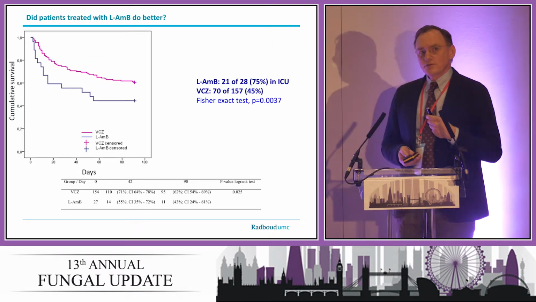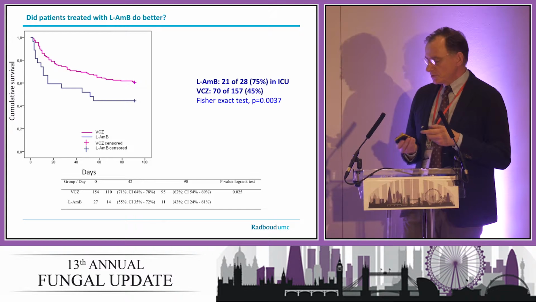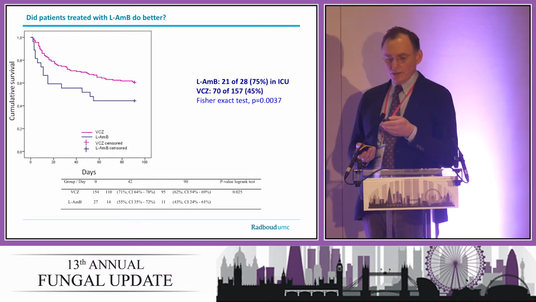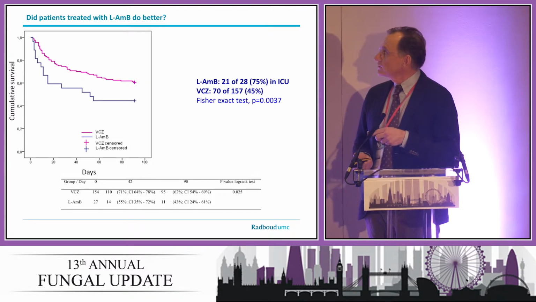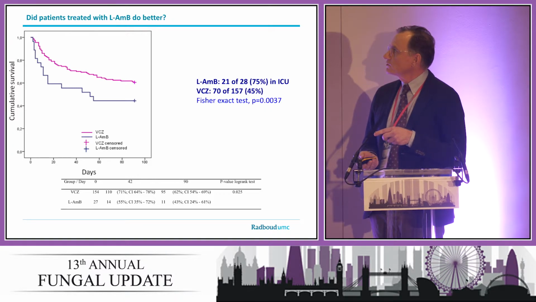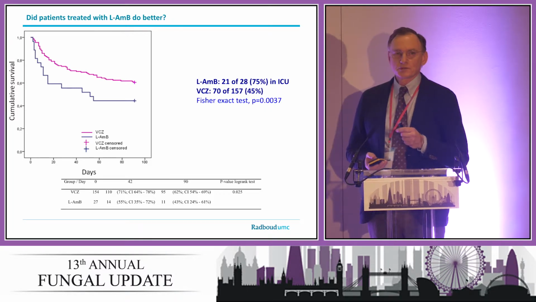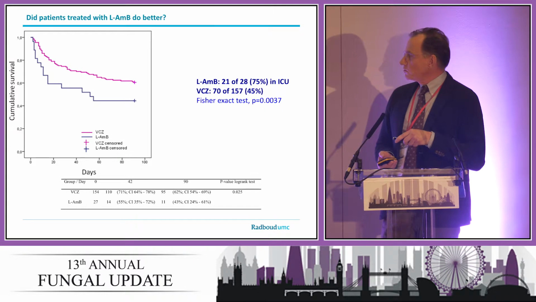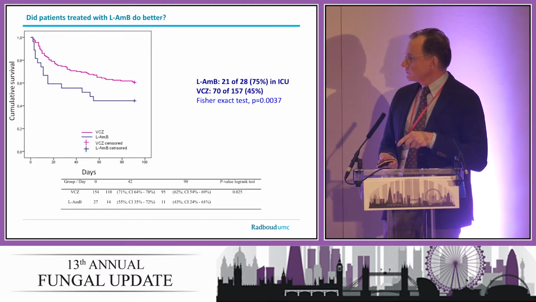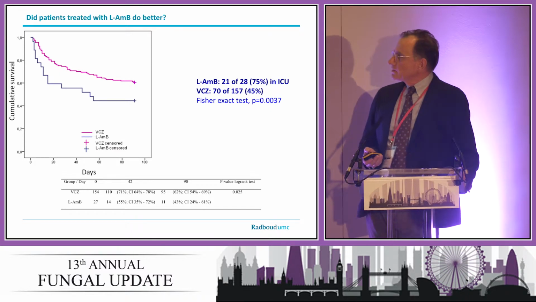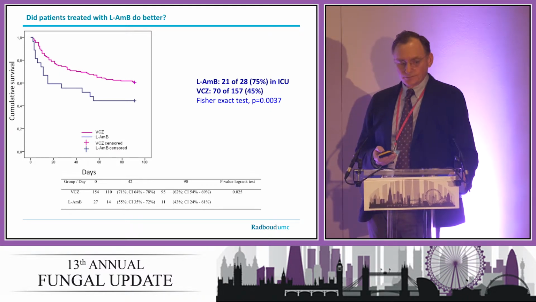So what about liposomal amphotericin B? If the patients were treated with liposomal amphotericin B, did they do better? Well, here, the purple line is actually voriconazole, and the blue line is liposomal amphotericin B. So the patients receiving liposomal amphotericin B had a significant poorer survival.